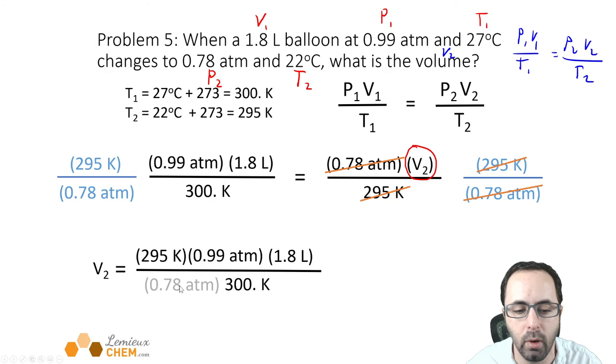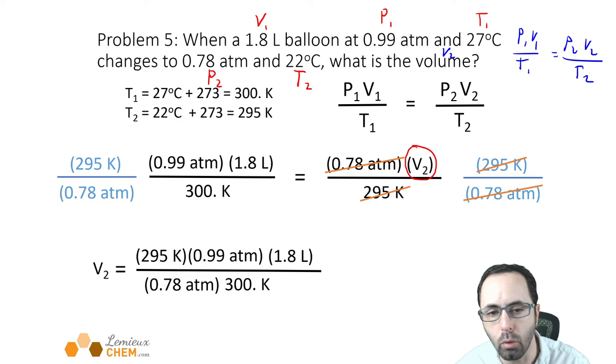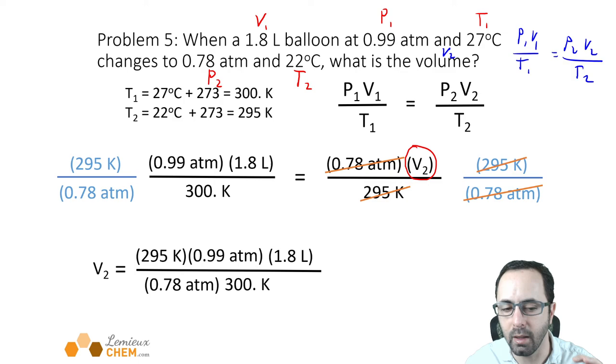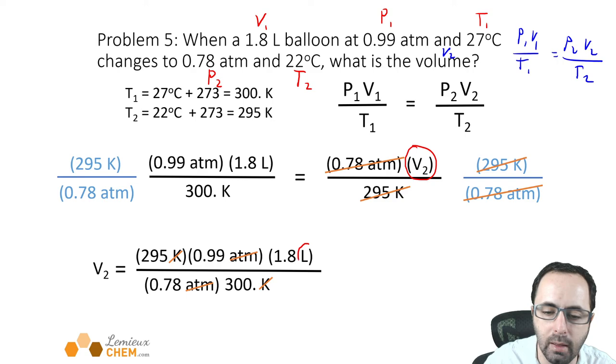Now here's where you need to be very, very careful with the way you punch this in. Remember my cardinal rule of punching in. If it's on the top, press times. If it's on the bottom, press divide. You follow that rule, you always get it right. You break it, you'll probably get it wrong. Also, let's note our units here. Kelvins are going to cancel with Kelvins. Atmospheres are going to cancel with atmospheres. So our unit at the end will be liters. That's the only unit we have left.